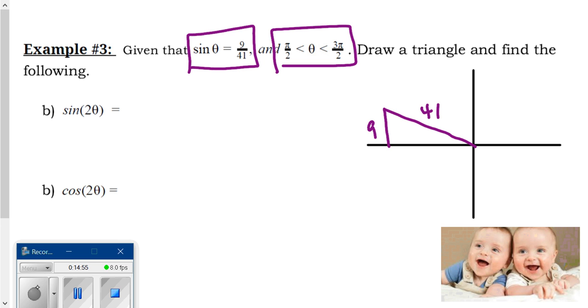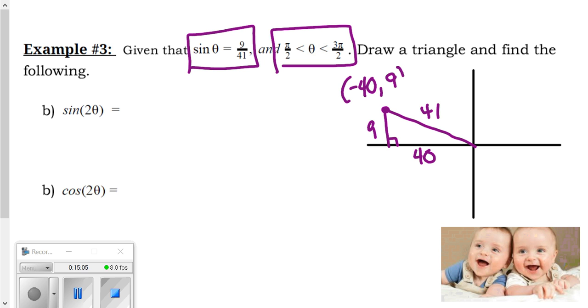Okay, if you do Pythagorean theorem here, this missing side ends up being 40, and you're going 40 to the left, so that means our ordered pair is negative 40, comma 9. So that's my x, that's my y, this is my r, okay? And then do your sine double angle.